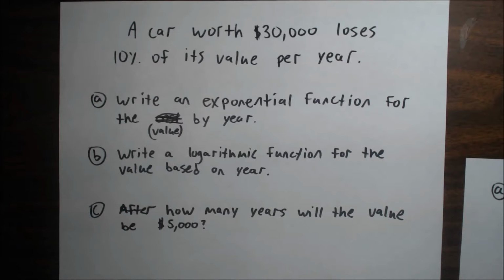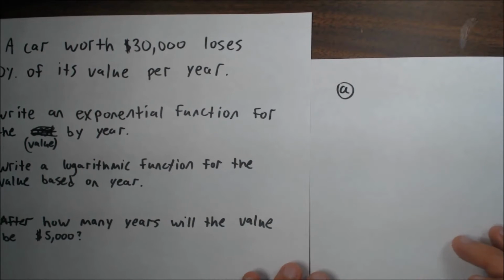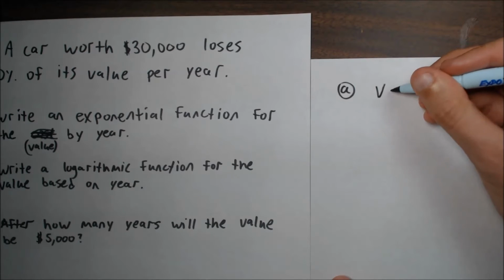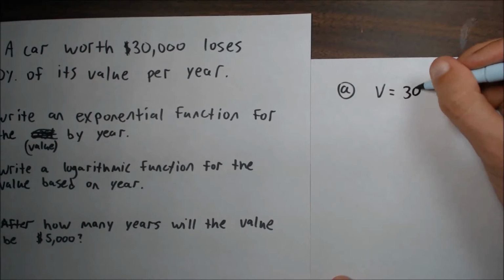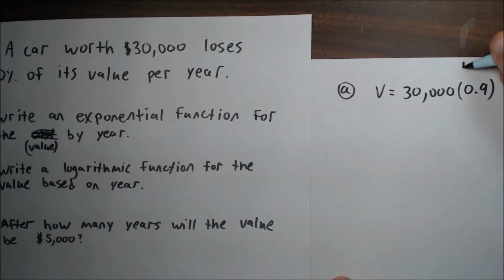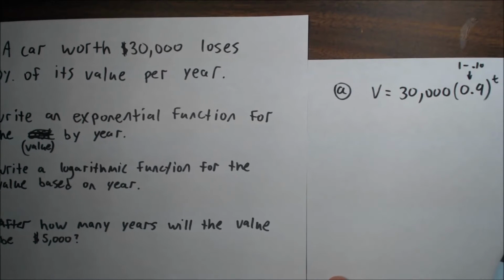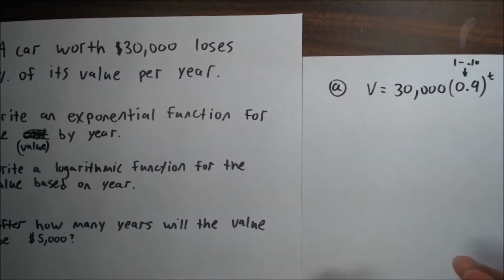Okay, so for the first part, here's what we want to do. This is kind of what we did back when we were first talking about exponential word problems. So we're just going to say the value of the car is equal to $30,000, that's the starting amount, times 0.9, because remember that's 1 minus 10%. Okay, and that's to the t power, where t is the number of years.